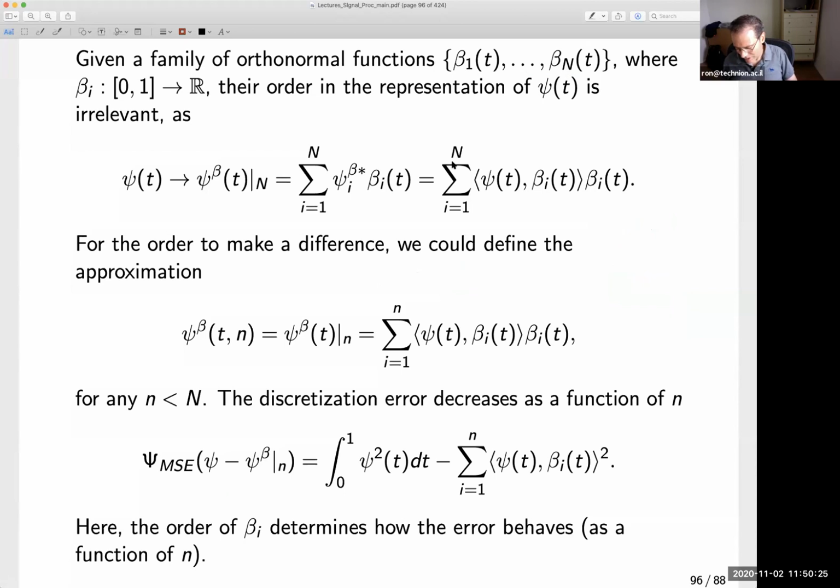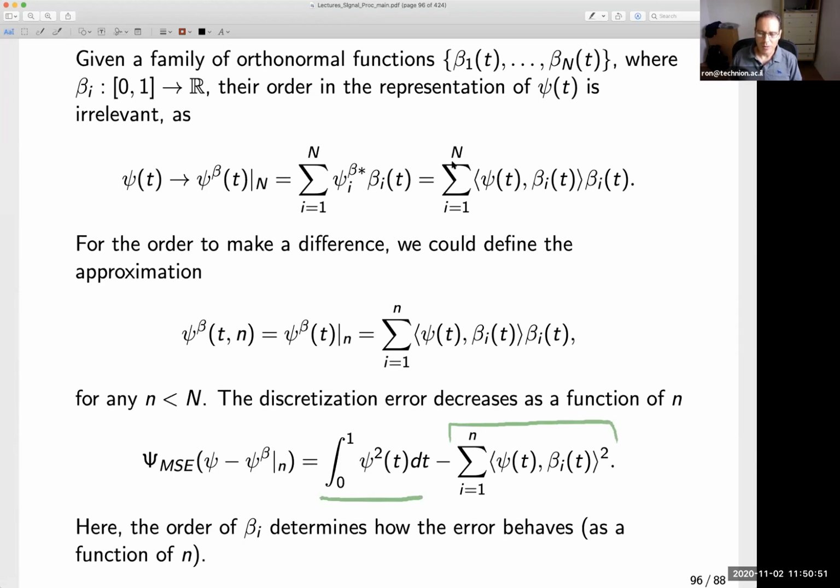So if we look at the error, and here what we do is actually look at the error, then it would be the energy of the signal, which is obviously something that we cannot really play with, minus the projection of the signal to the first betas that I'm using. Okay. So obviously the order of beta determines how the error behaves.